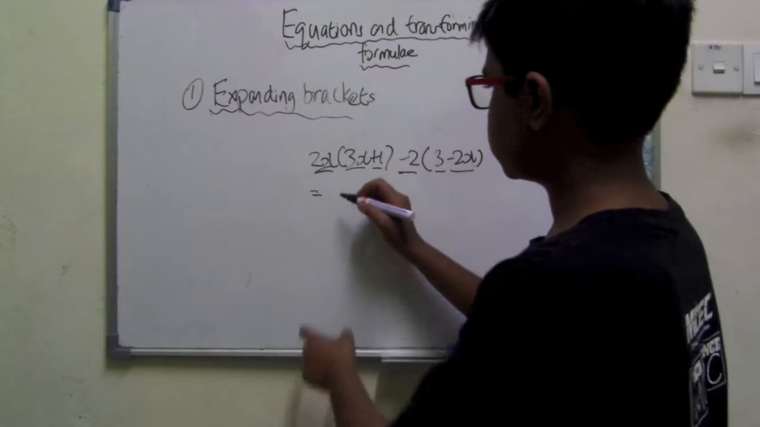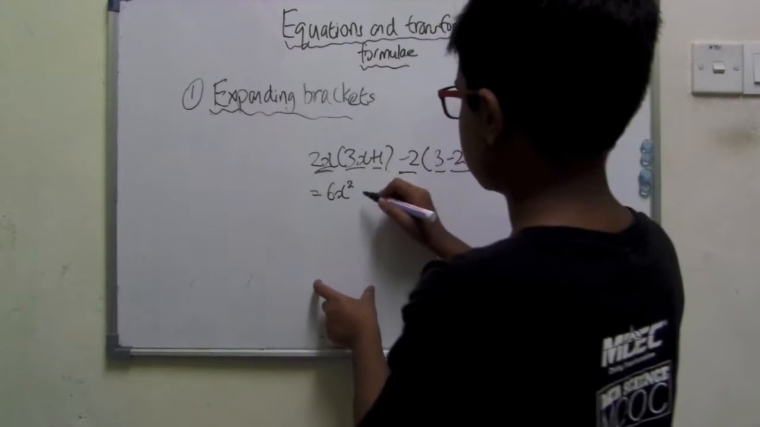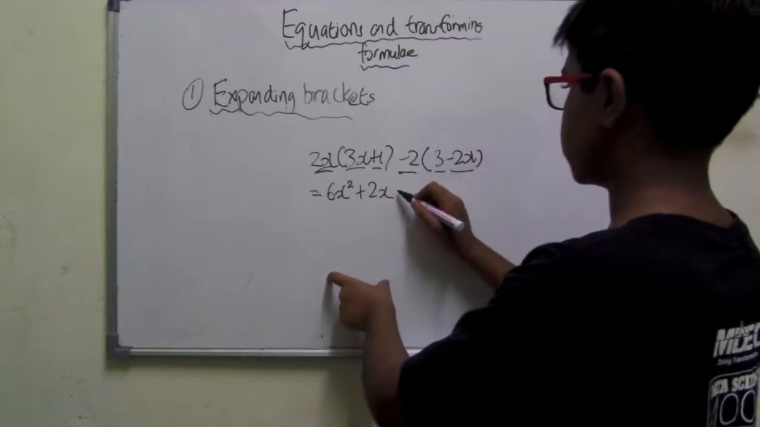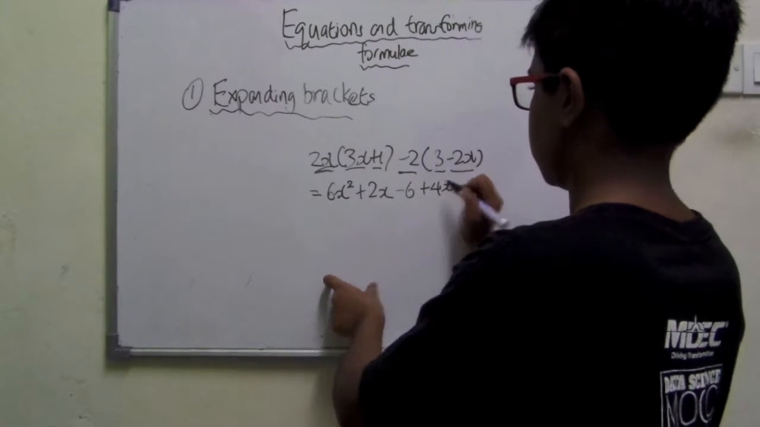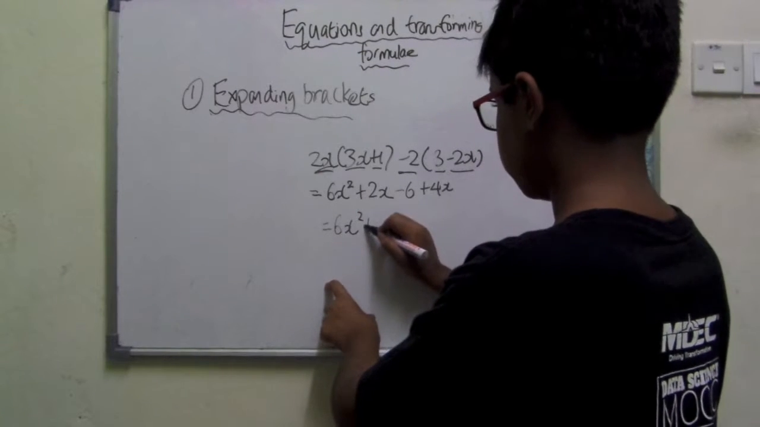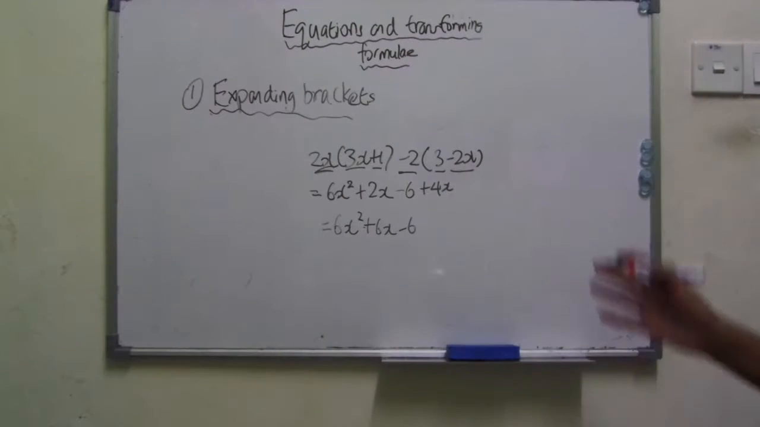So 2x times 3x, 6x squared. 2x times 1 is 2x. Negative 2 times 3, negative 6. Negative 2 times negative 2x is plus 4x. So it's 6x squared plus 6x minus 6. So that is a simplified version of this.